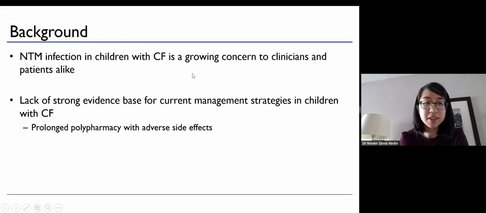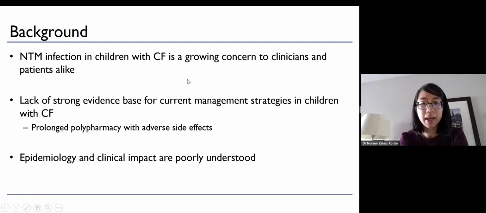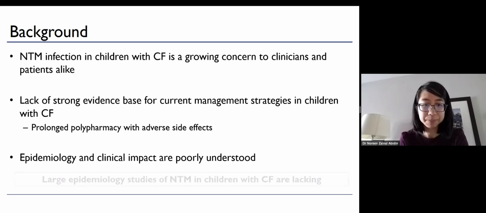And typically, patients are started on a cocktail of antibiotics. They come with adverse side effects, and they're given for a prolonged period of time. And yet, current management strategies for children with CF are based on extrapolated adult data. Furthermore, the epidemiology and clinical impact of this infection in children are poorly understood. So we wanted to address this research gap.